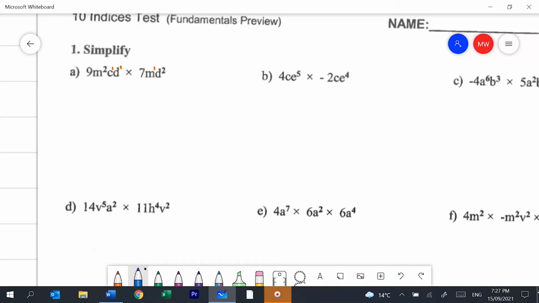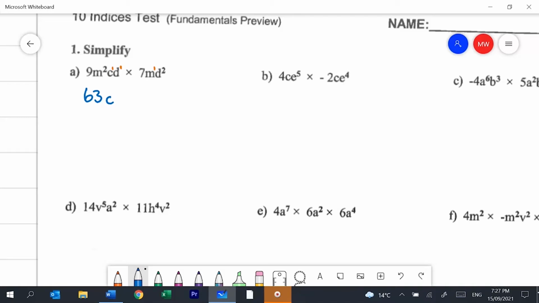So 9 times 7, 63. Let's take care of the numbers first. We might just make that pen a bit skinnier. So 63, and then I'll start working through my letters. There's no particular order. Alphabetical could be good if you like. So we can go C first. There's only one C there, so we'll leave it as C to the 1. You don't need the 1, okay? So you can just write it as a C.